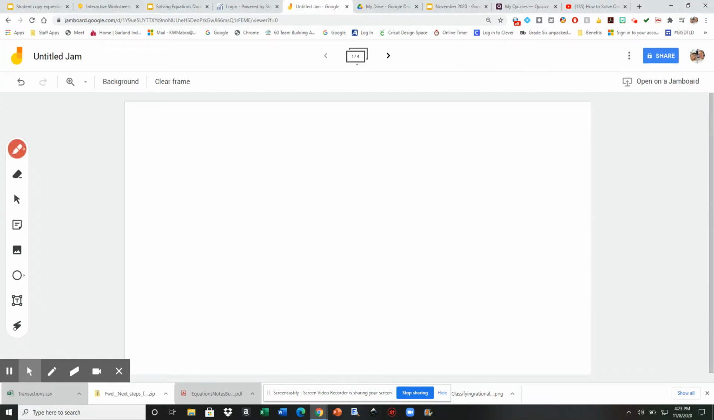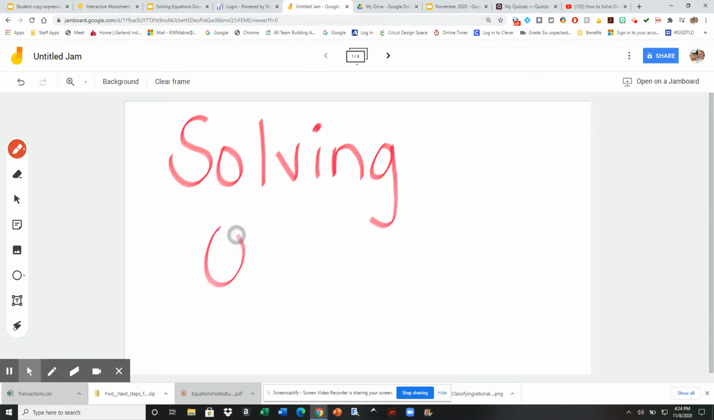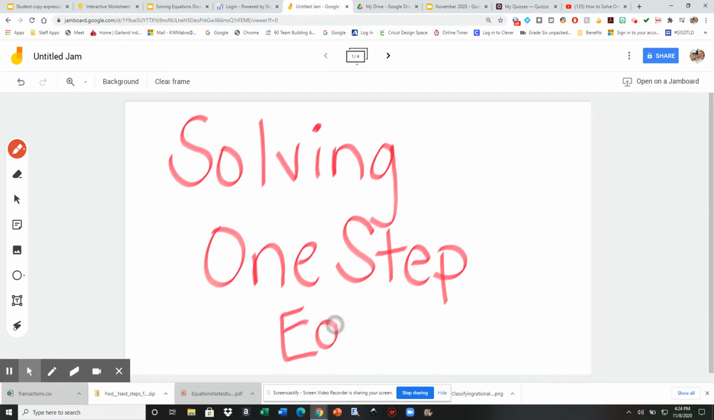Hey guys, today we're going to learn about solving one-step equations. You know that the word solve means to actually find the answer to. So we're going to find the answer to one-step equations. As you know, an equation is a number sentence that contains an equal sign. It has a variable, a number, and an operation. The operation could be adding, subtracting, multiplying, or dividing.